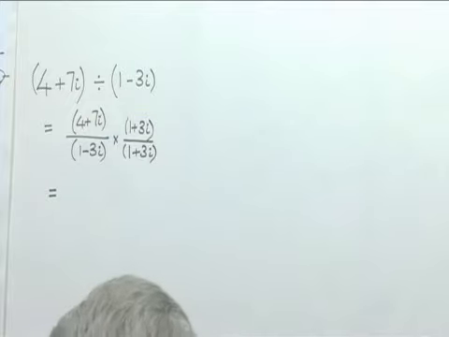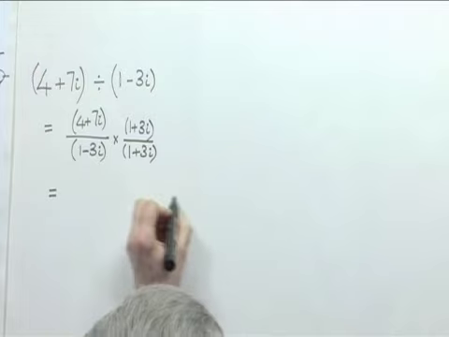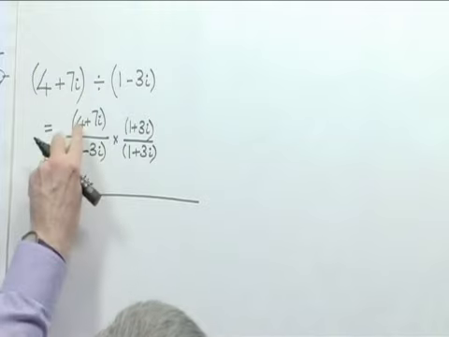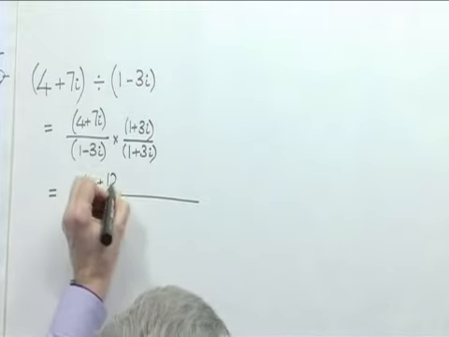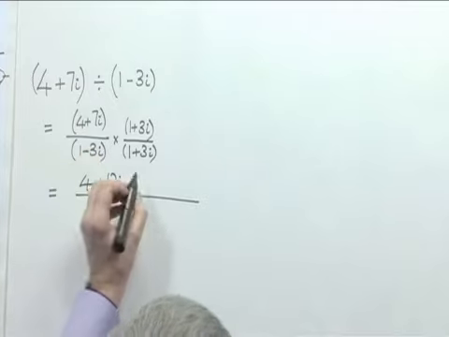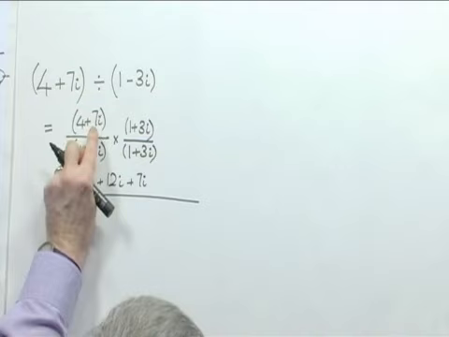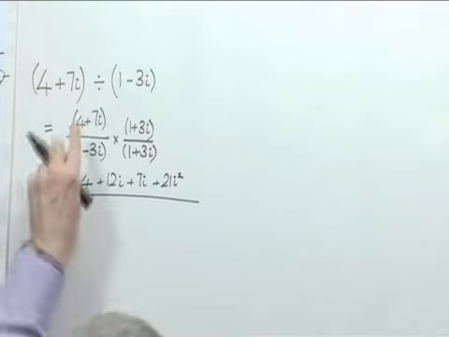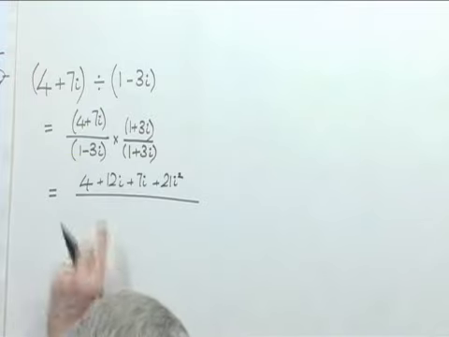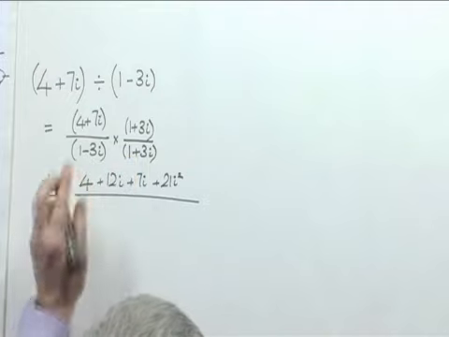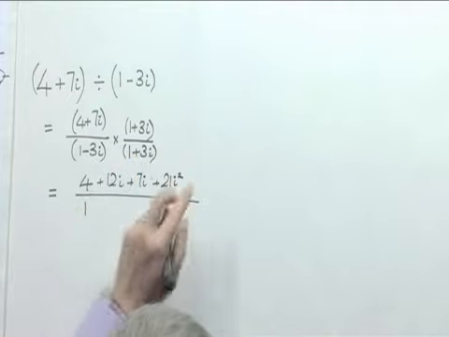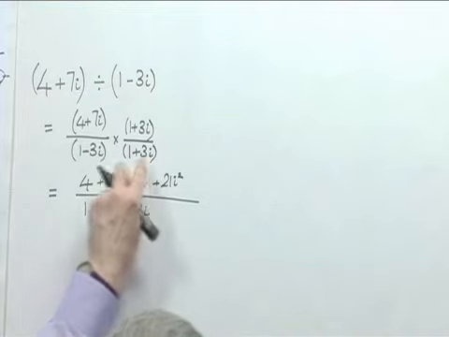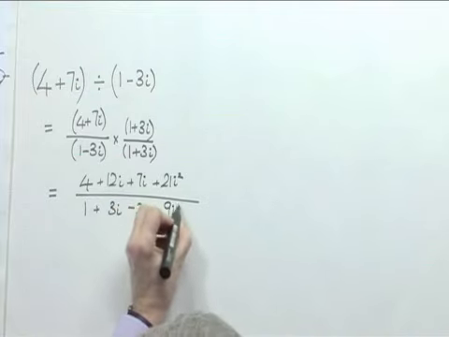We multiply out the two terms in the numerator, we multiply out the two terms in the denominator. So we get 4 times 1 is 4, 4 times 3i is 12i, 7i times 1 is 7i, plus 7i times plus 3i is plus 21i squared. So that's multiplied the two terms in the numerator. Now we multiply the two terms in the denominator. So we get 1 times 1, 1 times plus 3i, minus 3i times 1, and minus 3i times plus 3i gives us minus 9i squared.